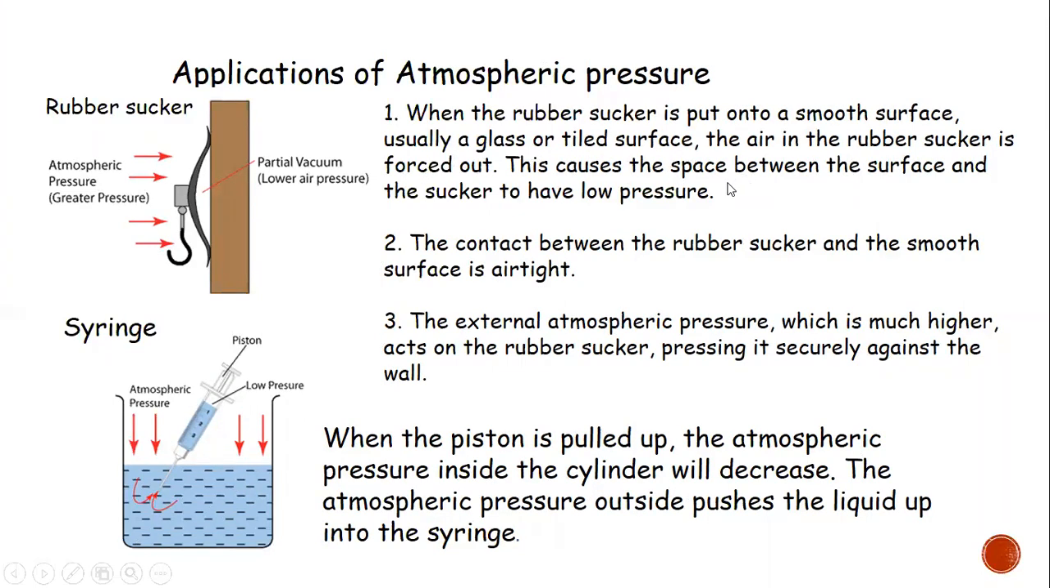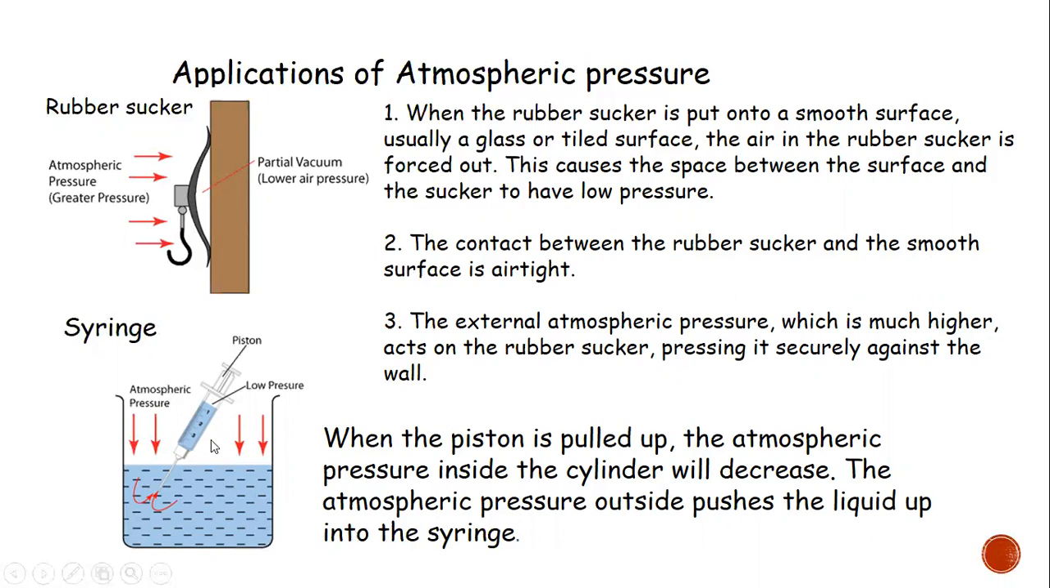usually a glass or tile surface, the air in this area is pressed and forced out. This causes the space between the surface and the sucker to have a low pressure. So the atmospheric pressure from the outside is greater. The outer pressure is more than the inner pressure. So this rubber sucker is stuck to the wall or anything very firmly.